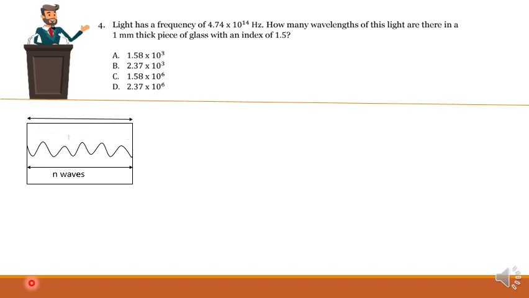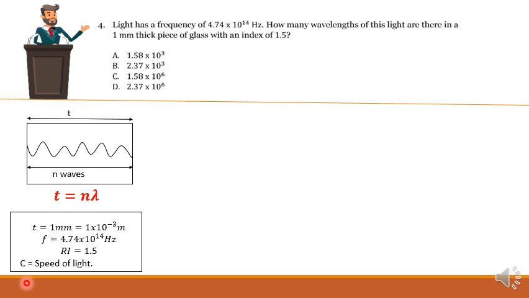And we are told that this piece of glass is 1 millimeter thick. So, the thickness of our glass is 1 millimeter, which is the same as 1 times 10 to the negative 3 meters. The frequency was already given to us, and the refractive index was also given, and we're going to use c, which is the speed of light, which was given to us as a constant already.